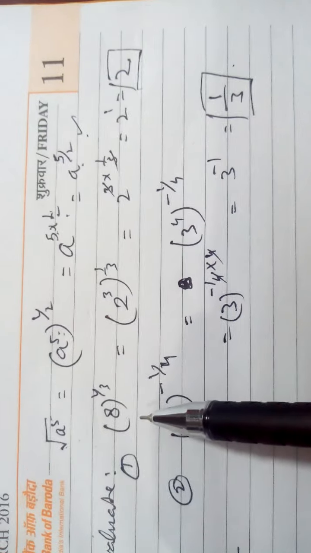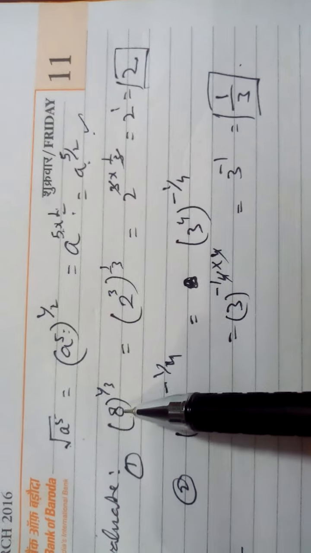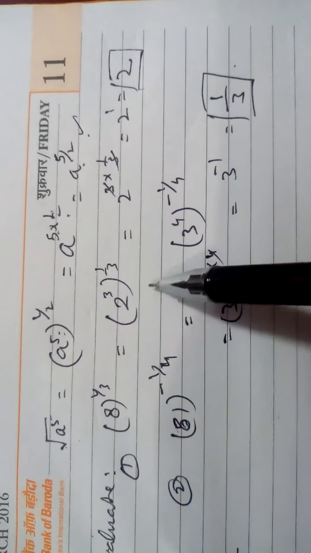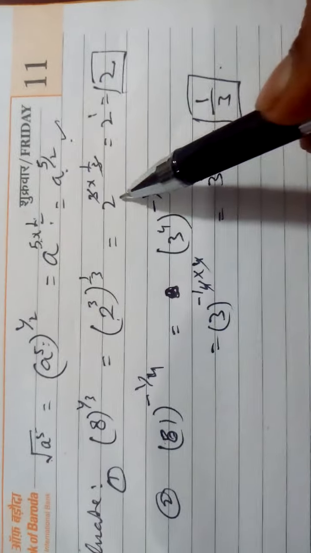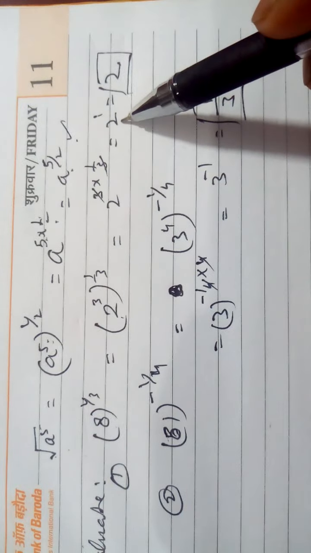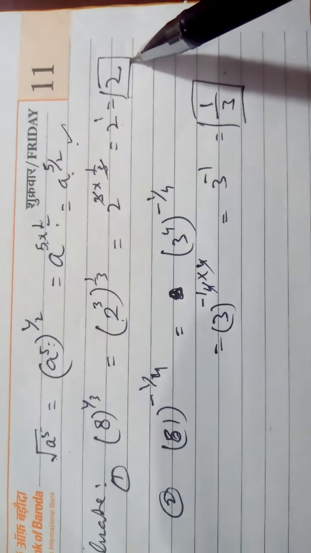Example is given: 8 power 1 by 3. How will you simplify? First, write 8 in prime factors, 2 power 3, whole power 1 by 3. So 2 power 3 into 1 by 3, the 3s cancel. You will get 2 power 1. That is your answer, 2.